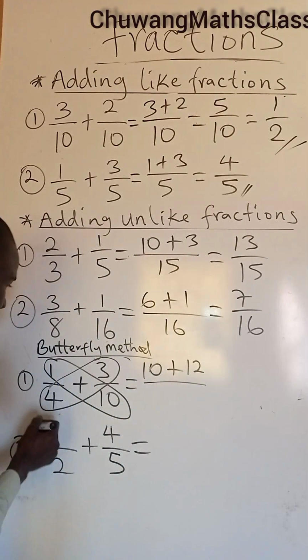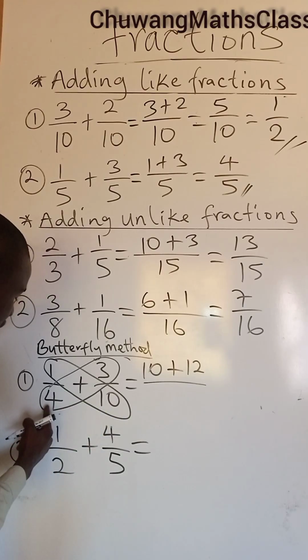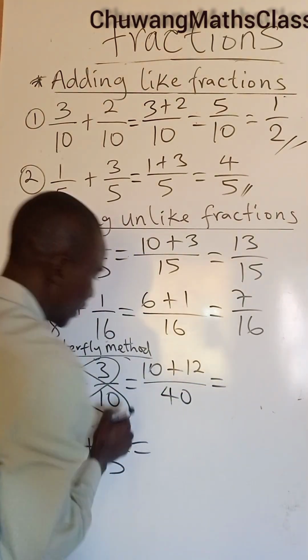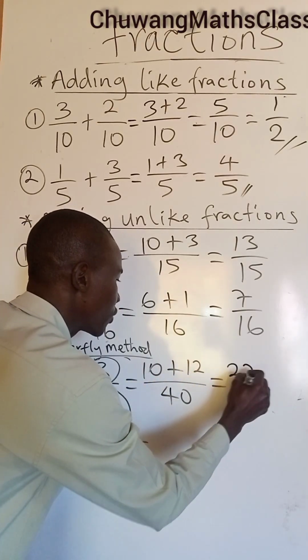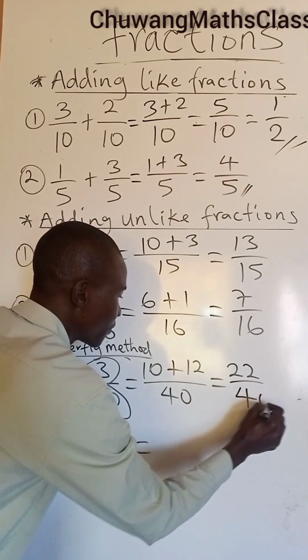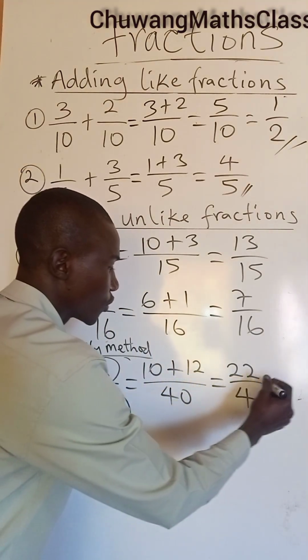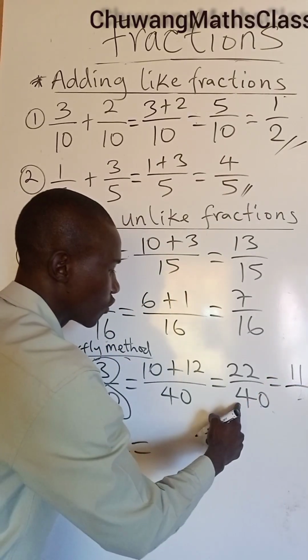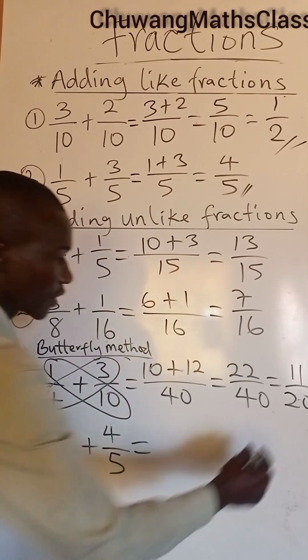Then here, to get the denominator, you multiply both denominators. So you say 4 times 10, this will give us 40. So let's add 10 plus 12, this will give us 22, all divided by 40. I think we can simplify this one. 2 can go into 22 11 times. 2 can go into 40 20 times. So that is it.